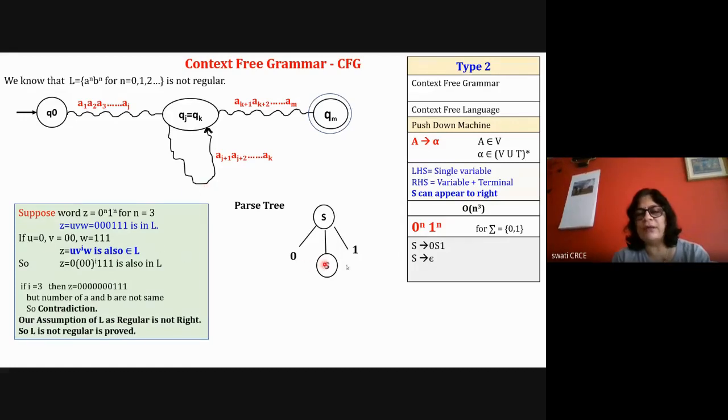Like for 0, 1 is generated. Again you apply the same rule, 0 on the left hand side, corresponding 1 is generated at the right hand side. So always this is going to happen. And then to stop the recursion, you can say that it is epsilon. Okay, and here it should be S.